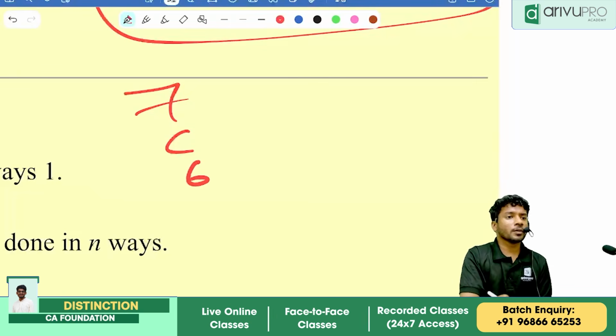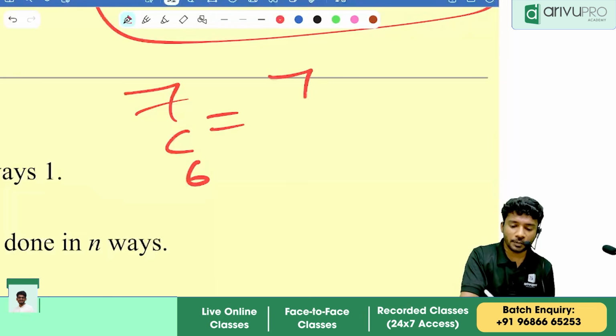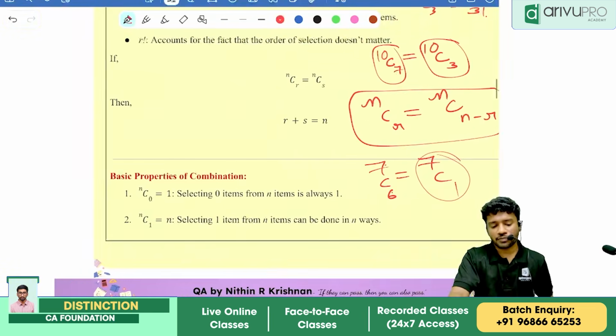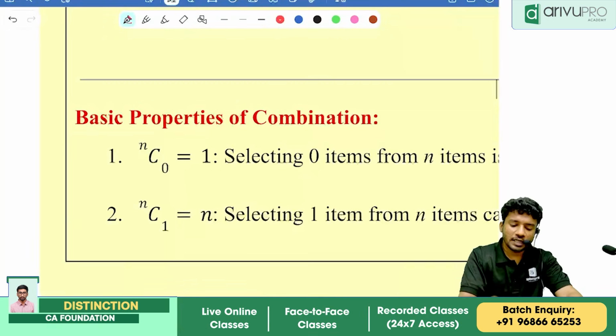7C6. You will be like, oh sir, should I find 7 into that much? No, that can be written as what? 7C1. 7 minus 6 is how much? 1.